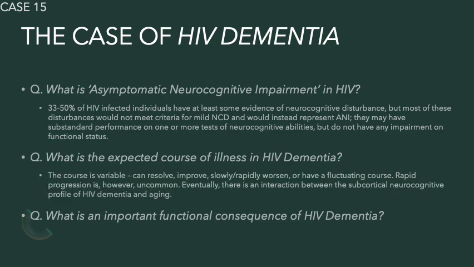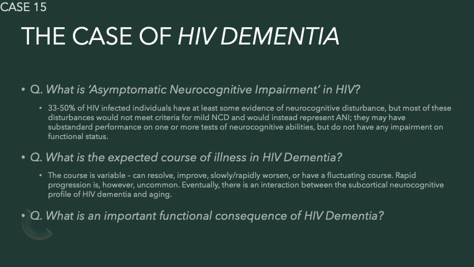What is the expected course of illness in HIV dementia? Course is variable, can resolve, improve, slowly or rapidly worsen, or have a fluctuating course. Rapid progression is, however, uncommon. Eventually, there is an interaction between the subcortical neurocognitive profile of HIV dementia and aging.